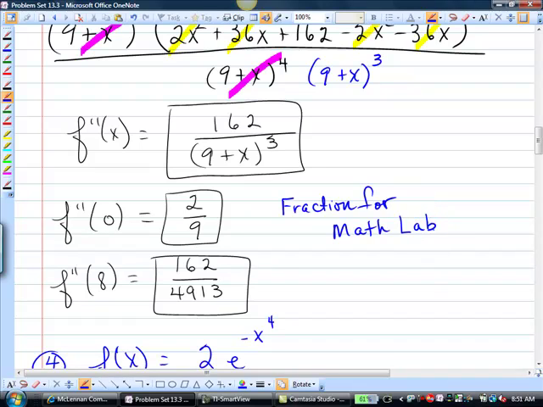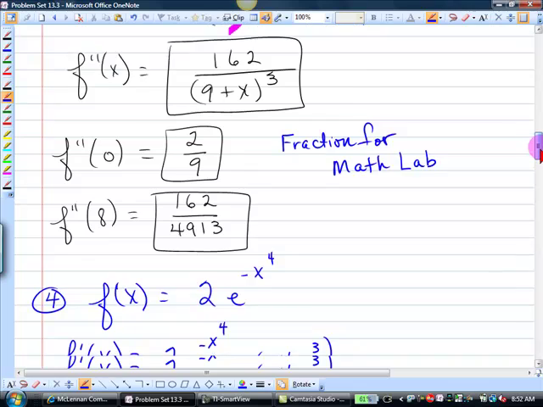All right, f double prime of 8. Can you get that one on the calculator? Doing that and changing it to a fraction. Meg, did you do that one? Yeah, you can get that one? Okay. All right, so any questions on that one? Okay.